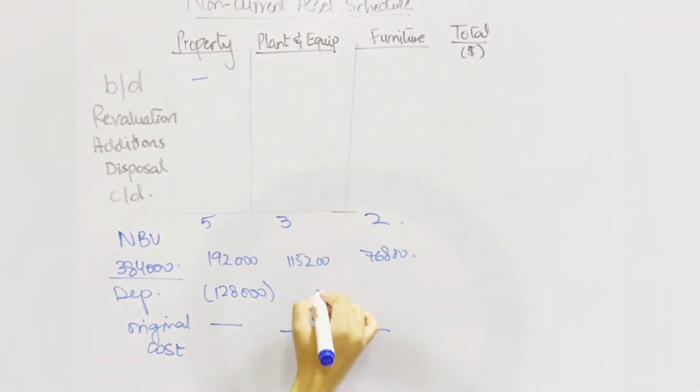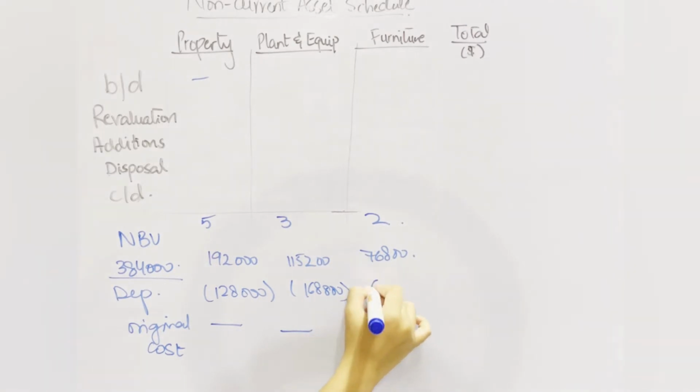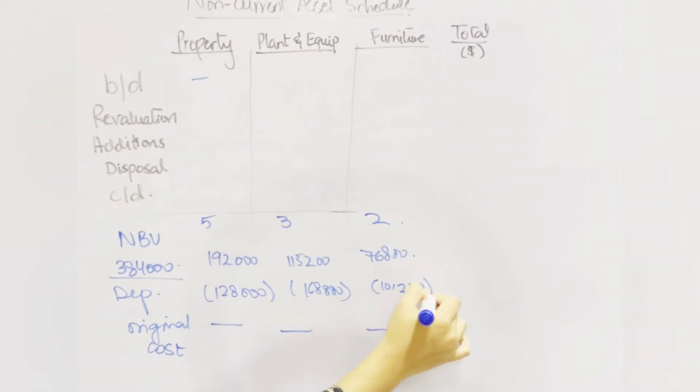It is 168,800 here and 101,200 here. All right, now it's very easy, you're supposed to calculate. Now the one mistake that students mostly make is that they subtract this. You are supposed to add depreciation to the net book value to get the original cost.